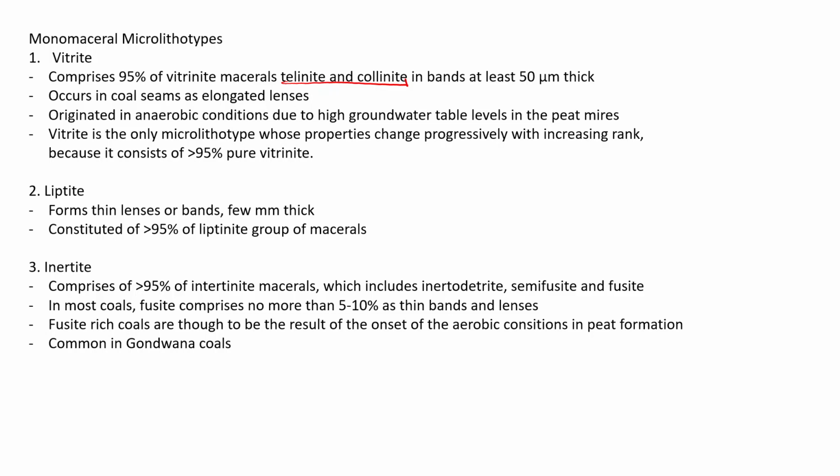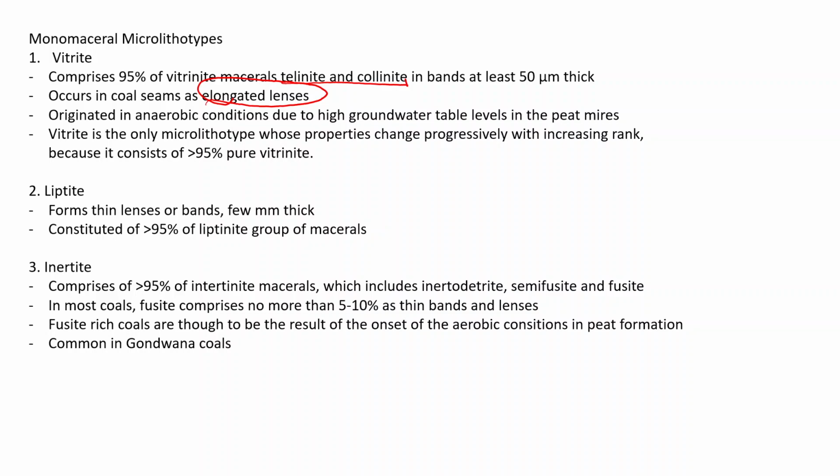It occurs in coal seams as elongated lenses. This you should remember. These elongated lenses of vitrinite group of macerals help in the identification of vitrite. They originated in anaerobic conditions due to high groundwater table levels in the peat mires. It is the only microlithotype whose properties change progressively with increasing rank because it consists of 95% pure vitrinite.